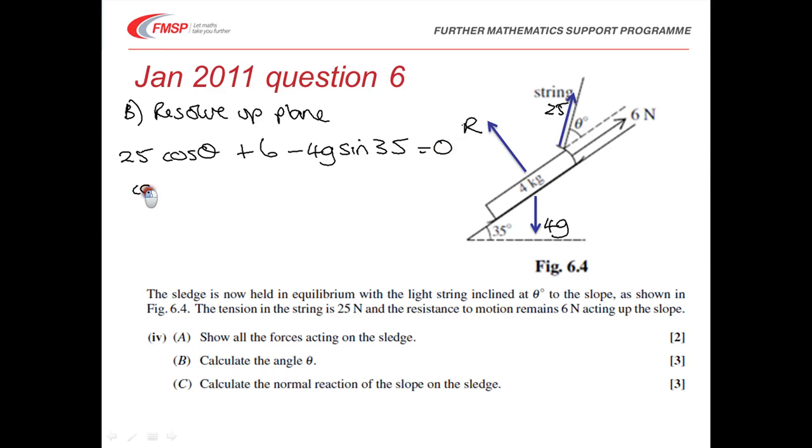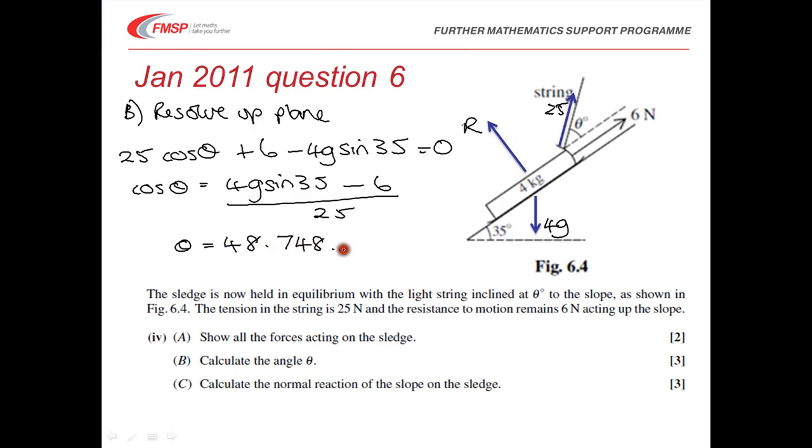Rearranging this equation then, we'll get cos theta equals (4g sin 35 minus 6), and then divide by 25. So typing the right hand side into the calculator with g as 9.8, and then carrying out inverse cos, we get theta equals 48.748, which we could round off to 48.7 to 3SF. Just got one part of the question left to do, part C.